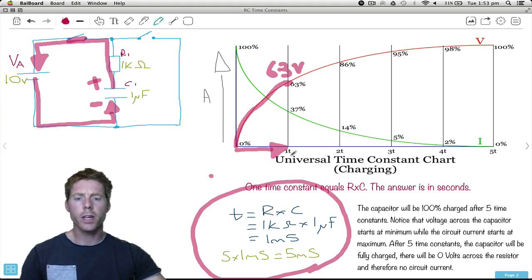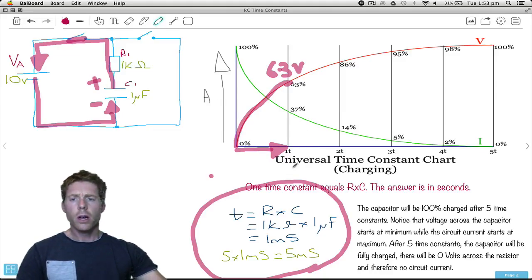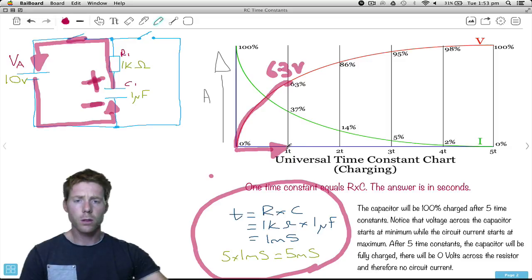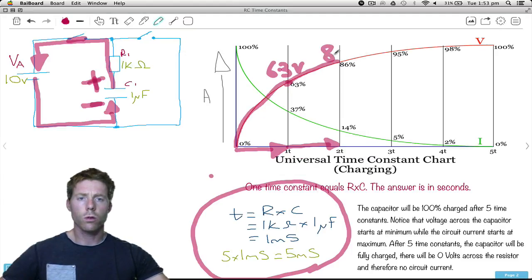Alright, well what if we wait another 1 millisecond? So I've pressed the button, these electrons are still flowing onto this guy and electrons are flowing away from this guy. So this is going even more positive and this is going even more negative with respect to each other. So after the next time constant, this continues to go up and we're now at 86%. What's 86% of 10 volts? Well, 10 times 0.86 is 8.6 volts.